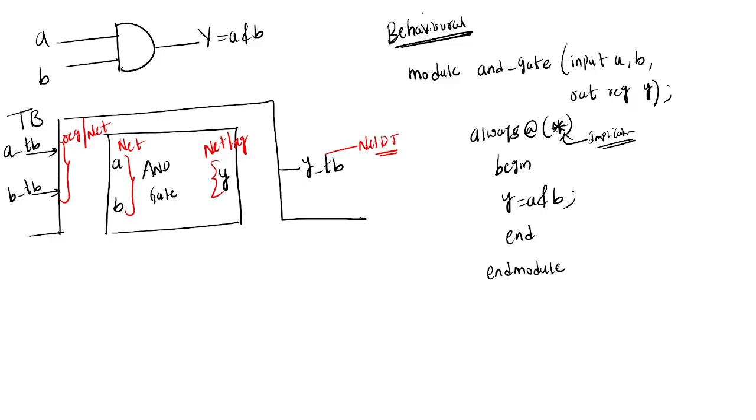Suppose I want to instantiate, suppose two or more gates are there. I need to do instantiation. I can call two times, four times, or five times. That is nothing but instantiation. In instantiation there are two types.